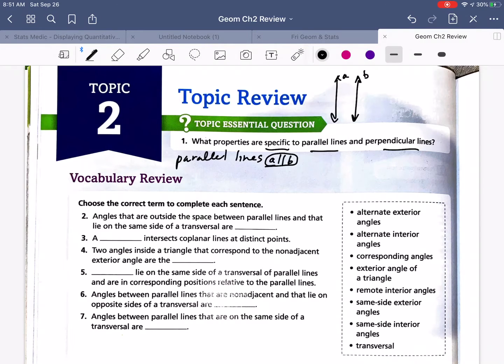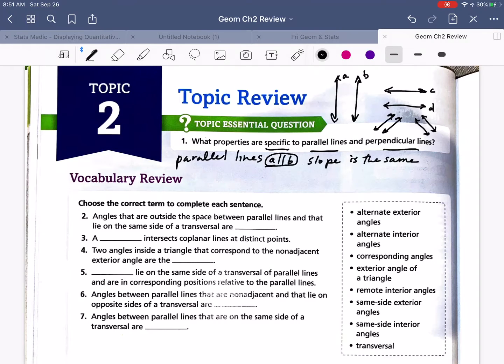I think you could say something here about two vertical lines on the same plane are always parallel, two horizontal lines are always parallel. And lines that are not vertical or horizontal are parallel if and only if their slopes are the same. So same slope.